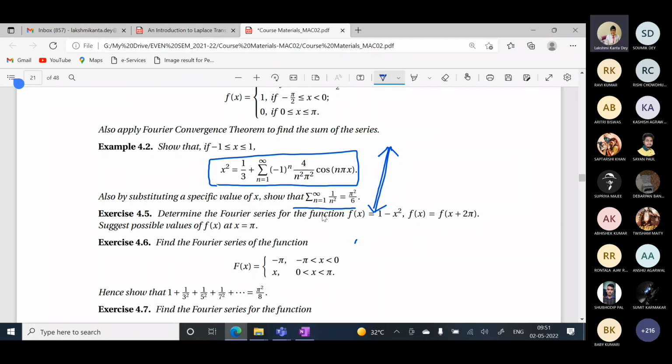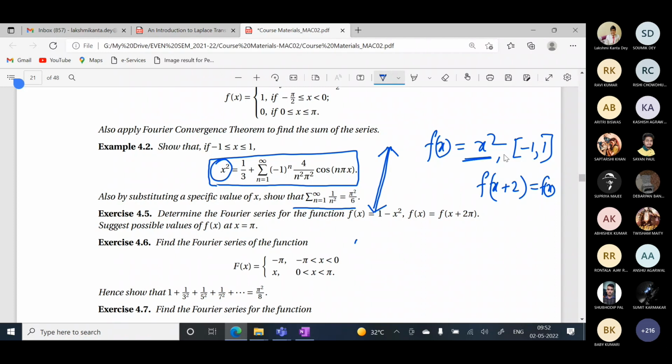Now you see here, f(x) is x square, and the domain of definition is minus 1 to 1. We have to apply f(x plus 2) equals f(x). Now you see that the function is continuous, so it is piecewise continuous. It is also differentiable, so it is piecewise smooth. In fact, it is a smooth function.